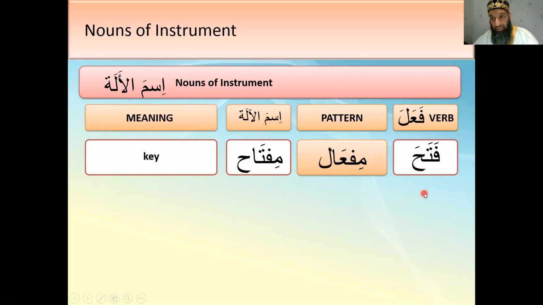It could be miftahin, it could be miftahan. Remember, it's a noun now. It could change depending on what comes before it. Majrurifier, mansubifier.